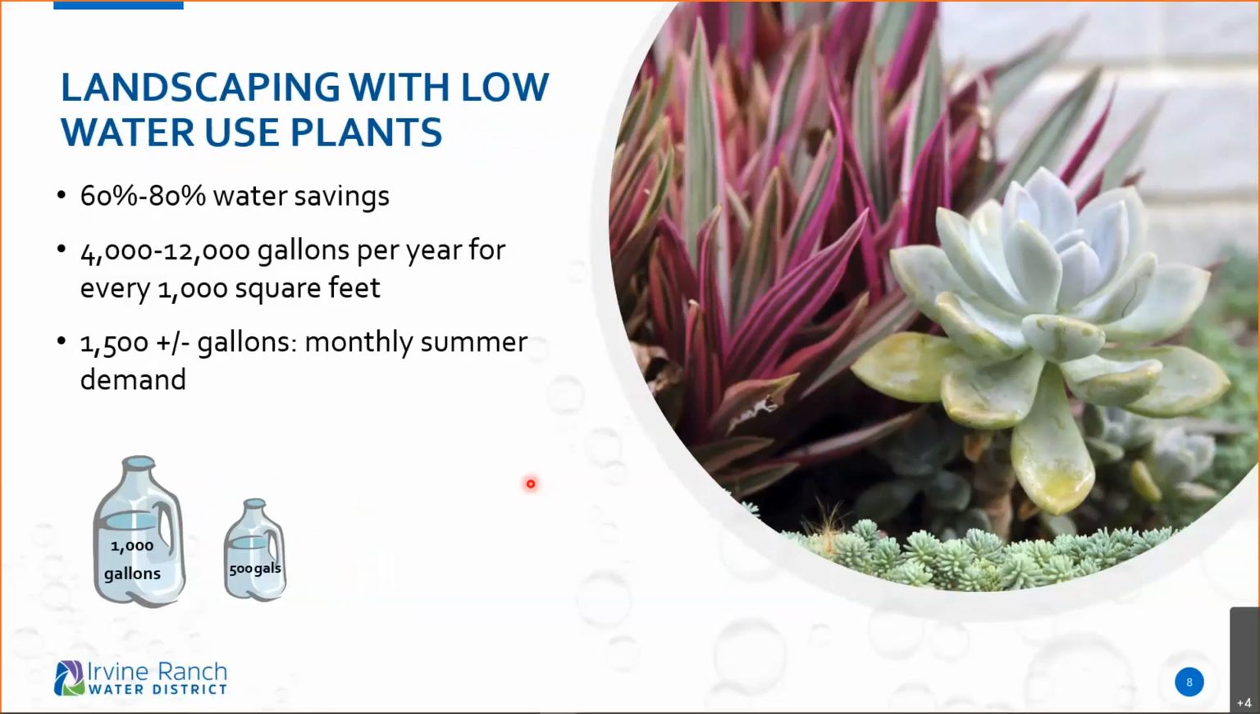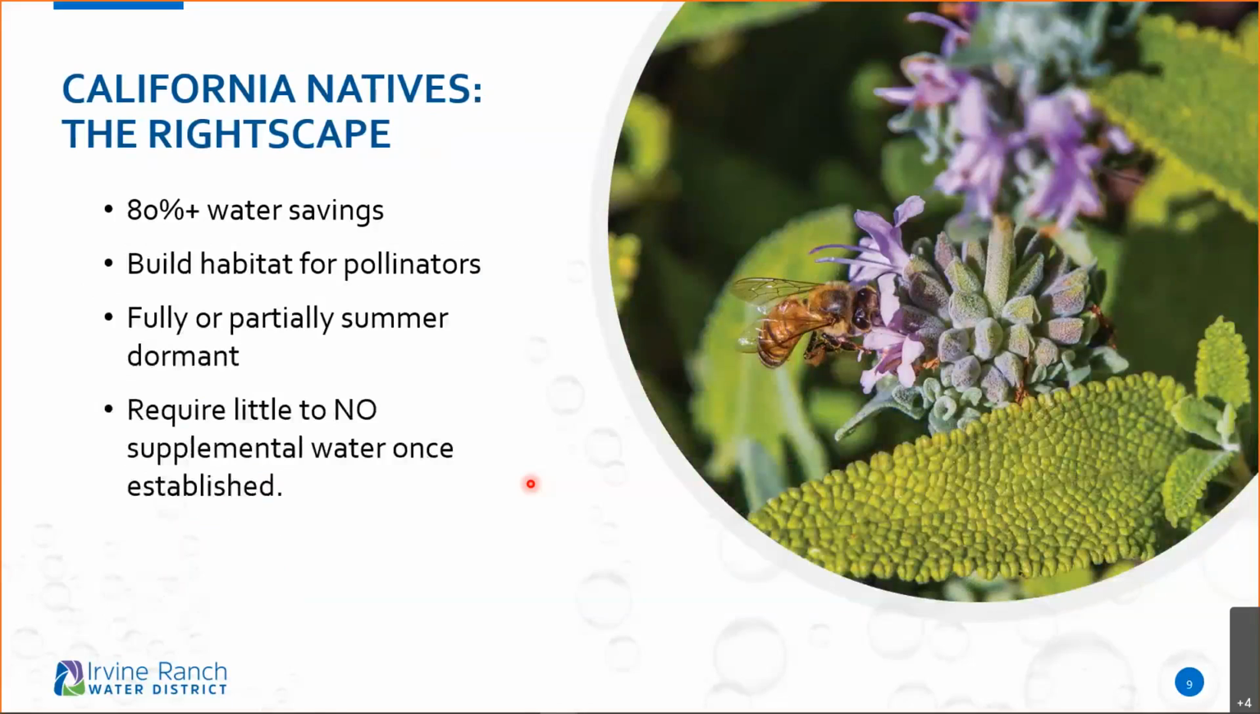Now, when we start getting into our natives, this is where the magic begins, basically. Our California natives offer about 80% plus water savings because they require water at different times of year, as water use starts to pick up during the cooler months. And the benefit of bringing in California native plants is that we actually start to create little habitats for our local fauna, whether it be insects, birds, everything, pollinators in general.